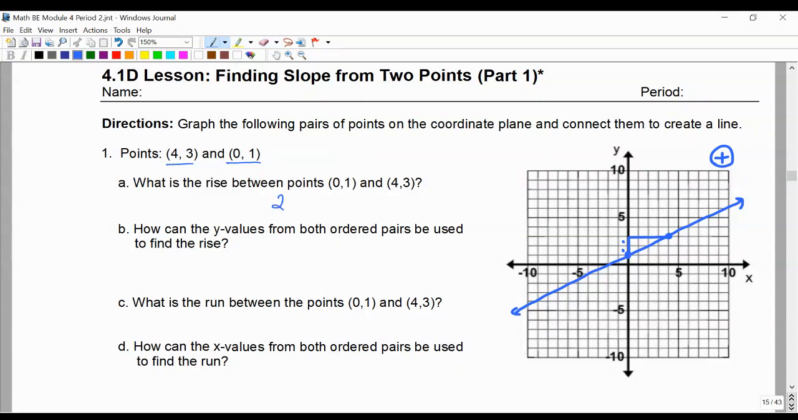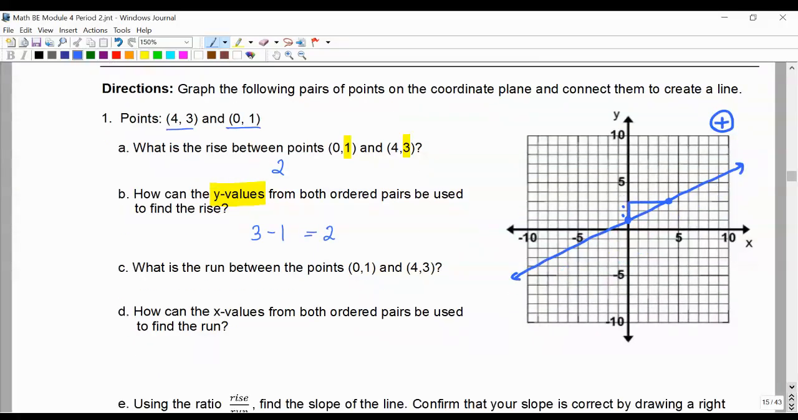The next thing that's asked is, how can I use the y values? Those would be these values right here. How could I use those to build a little equation to get 2 without needing to count boxes? So what could I do with 1 and 3 to get 2? Could I add, subtract, multiply, or divide them? In this case, subtracting them gets me 2.